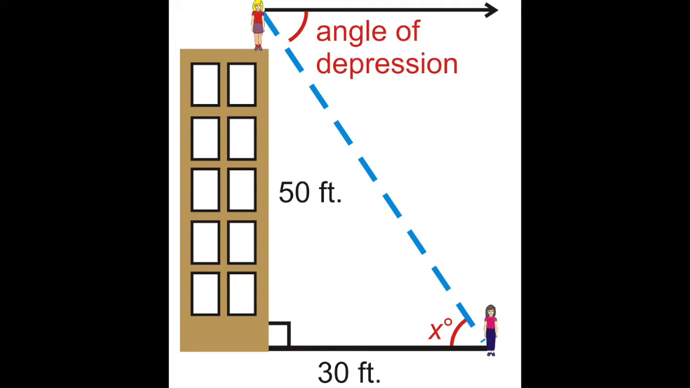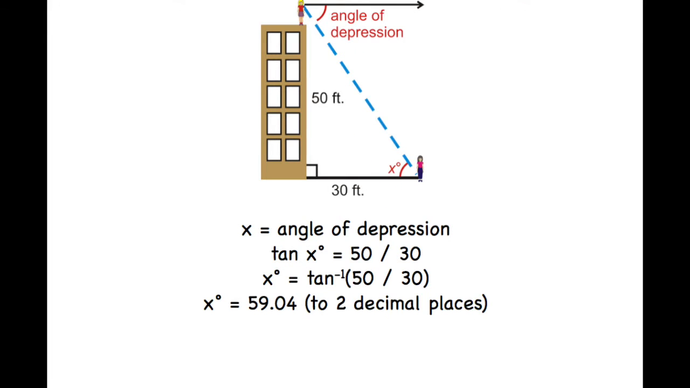Now, in this example, you can see that the angle of depression and the angle of elevation are equal. So, 50 feet would be the opposite side, and 30 feet would be the adjacent side. x is the angle of depression, so tan x equals 50 on 30. To find x, it's tan inverse, so x equals tan inverse 50 on 30, so x is equal to 59.4.